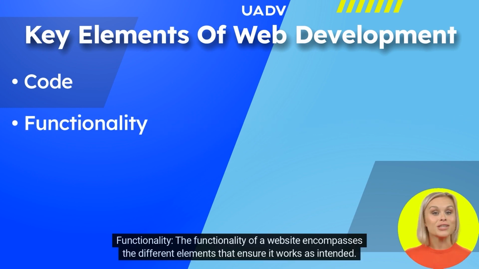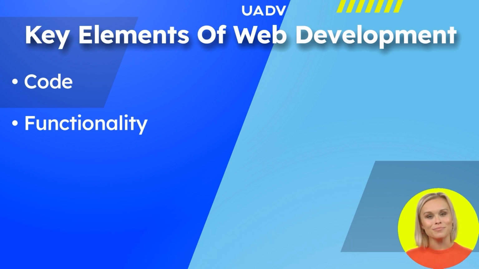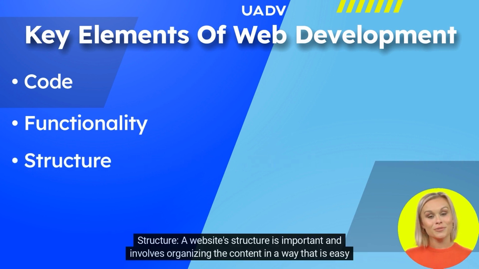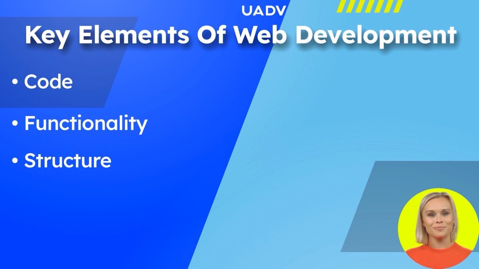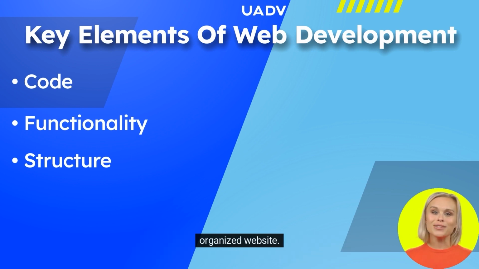Functionality. The functionality of a website encompasses the different elements that ensure it works as intended. Web developers create forms, menus, and other interactive elements to make websites more user-friendly and engaging. Structure. A website structure is important and involves organizing the content in a way that is easy to understand. Web developers use HTML tags, headers, paragraphs, lists, and other structural elements to create an organized website.